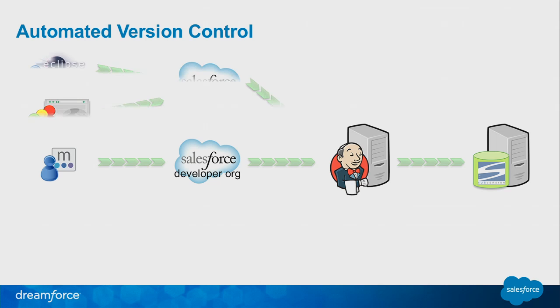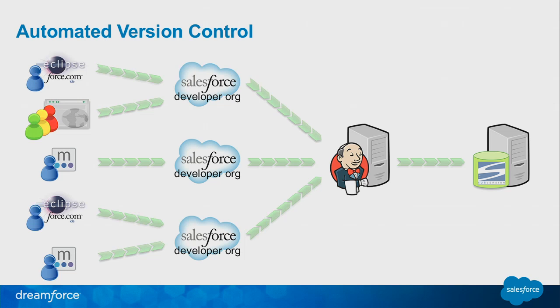But it gets a bit more complicated than that too, because we have up to 30 dev orgs, as I mentioned, and Jenkins knows which org corresponds to which branch in SVN.